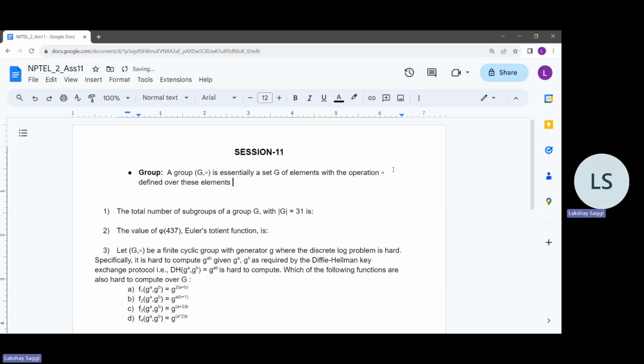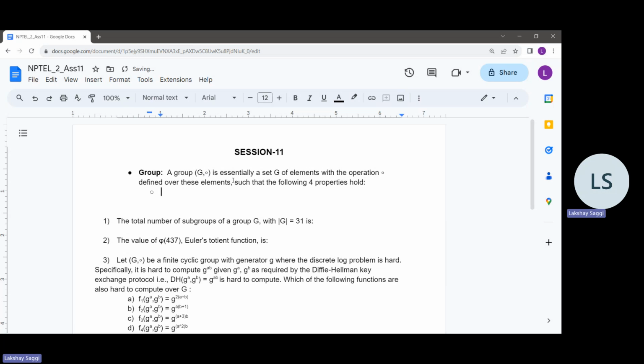Note that any set and any operation will not constitute a group. We'll call this pair (G, O) a group only if it satisfies some properties. And what are the properties? There are essentially four properties for being called a group. A group is a set of elements with the operation O defined over these elements such that the following four properties hold. If these four properties hold, then we'll say that this (G, O) forms a group.